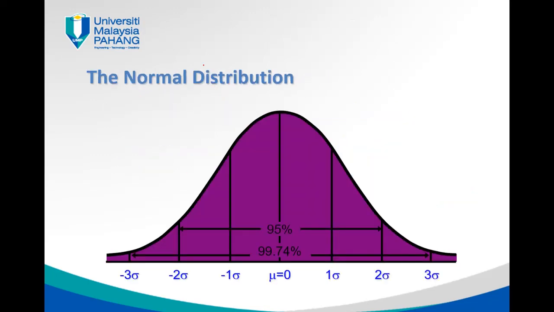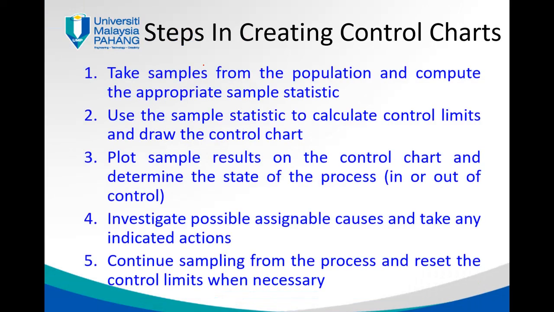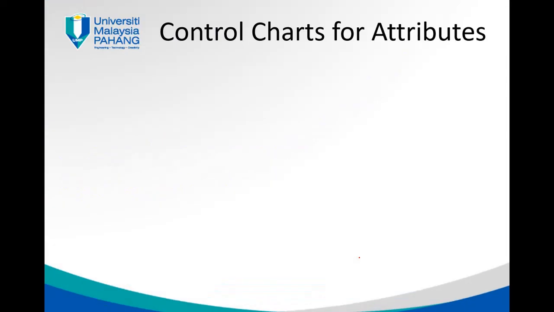Now we move to the next type of control chart. Before that, this is the general guideline on how to create a control chart. Take a sample from the population, compute the appropriate sample statistic, and use the sample statistic to calculate the control limit. Then plot the sample, investigate possible assignable causes, then continue sampling. So this monitoring process must be made continuously.